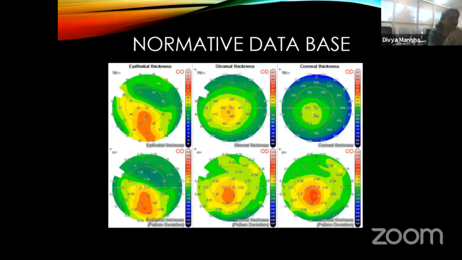Again, this machine is also able to tell us the normative database. That is, the pattern deviation map also shows the value of the difference from the average of the healthy population and what the patient is actually presenting. So it shows us how much standard deviation is there.